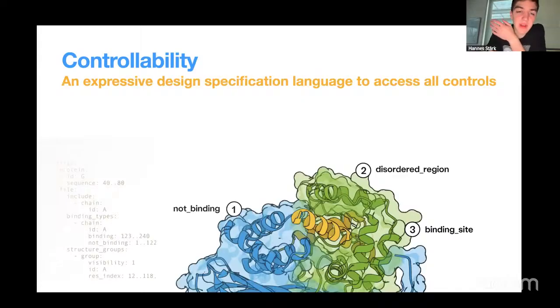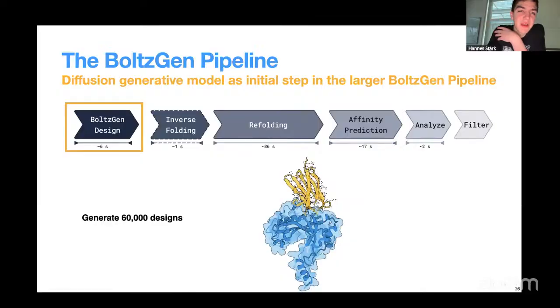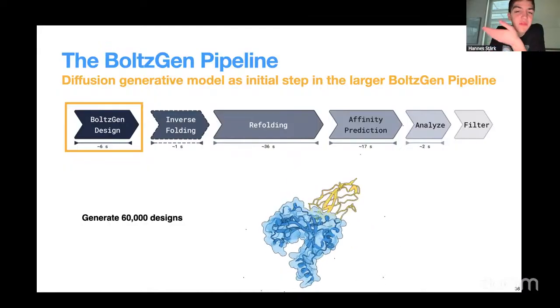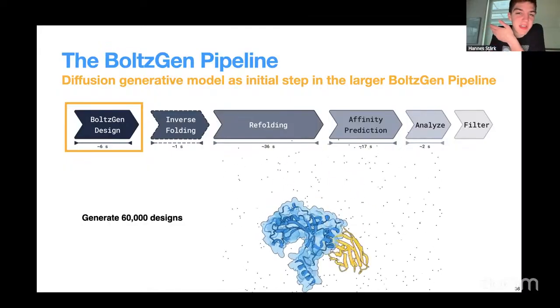And all these control options are combined together into a sort of design specification language, with which you can decide what the object is that you want to generate. And now you have this design specification, and then you feed it as input to our generative model, this diffusion model, and then it produces something like 60,000 designs.